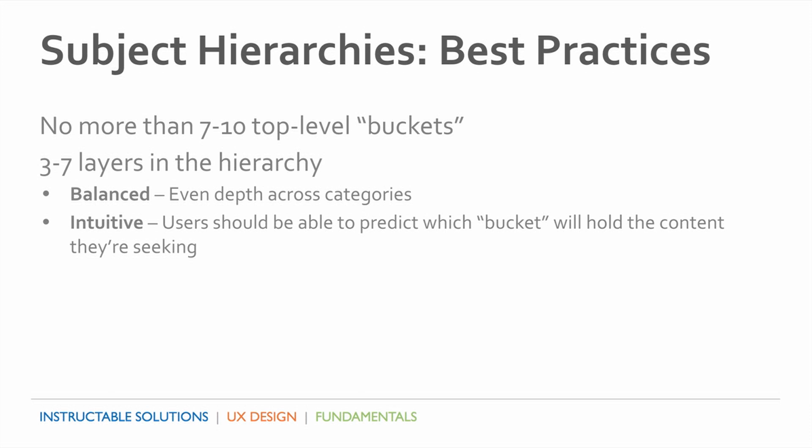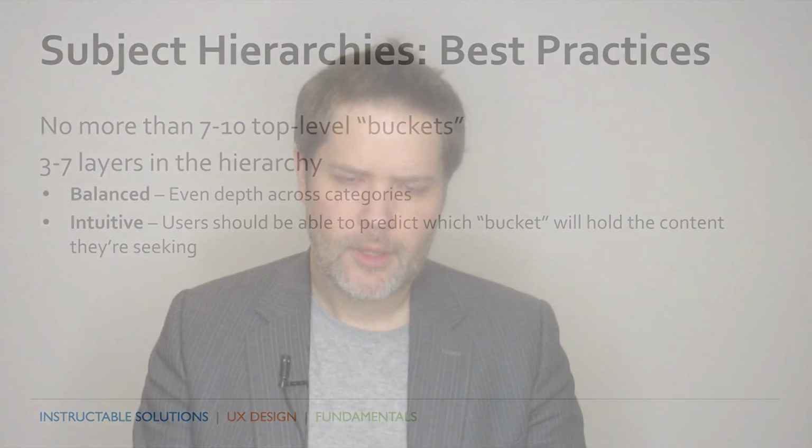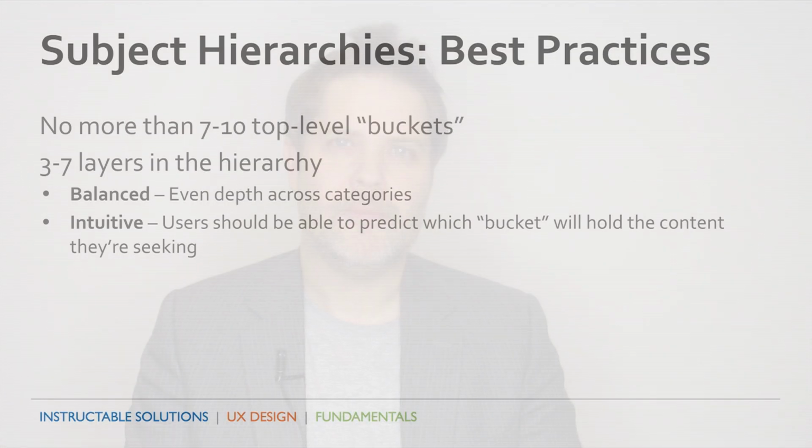And no matter what the breadth and depth or balance is of your hierarchy, it's even more important to keep it intuitive. Users should be able to predict which bucket will hold the content they're seeking. I wouldn't expect to find that steak from the previous example in the produce section. And I wouldn't expect to see that toothpaste in the home cleaning products. Make sure you create those expectations and base them on user intuition.